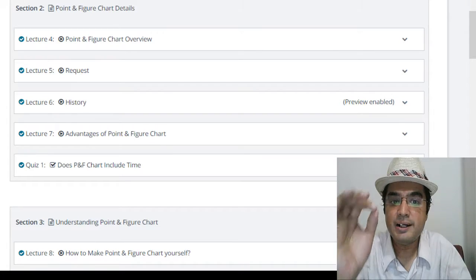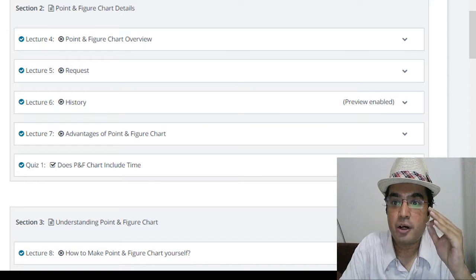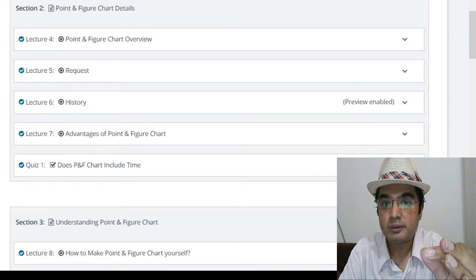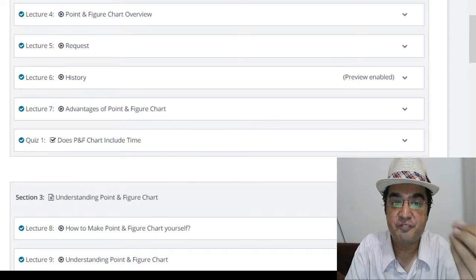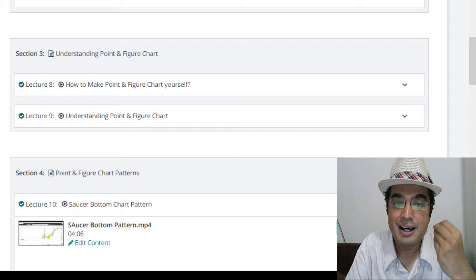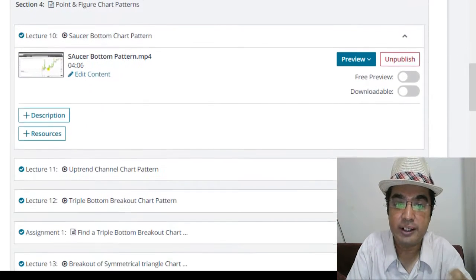In this course, you'll be learning point and figure charts. Now, point and figure charts are only known by experts. Beginners usually haven't even heard about it. So it's a perfect course. I'll be explaining how to make the point and figure chart yourself, understanding the point and figure chart.